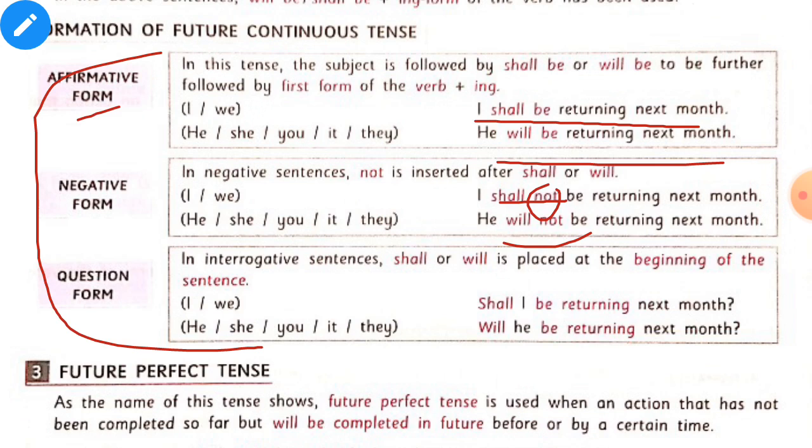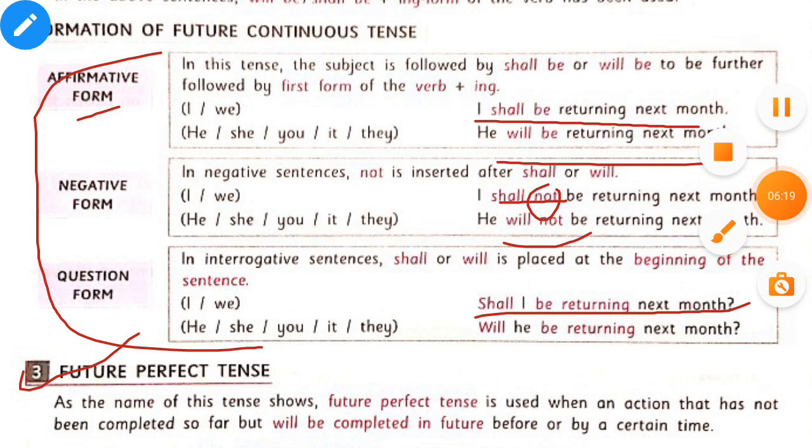The question form of future continuous tense will be like that. You can see an example here first. Shall I be returning next month? It means first of all we will have to put shall or will, then subject, then be, then ing form, then object. Now we will know about future perfect tense.